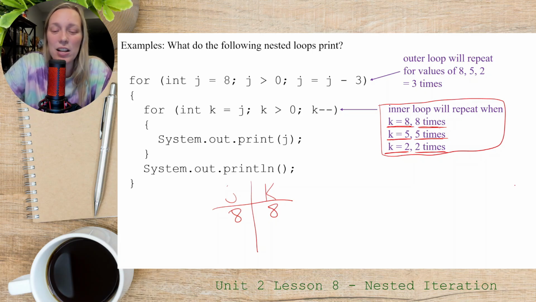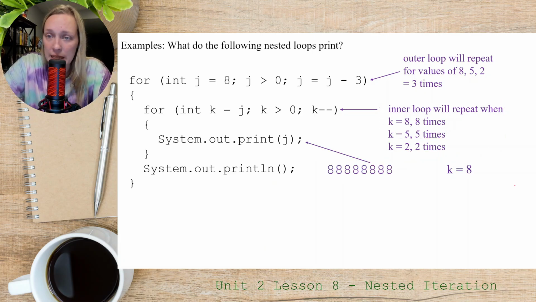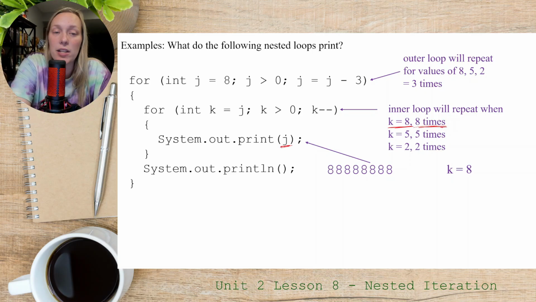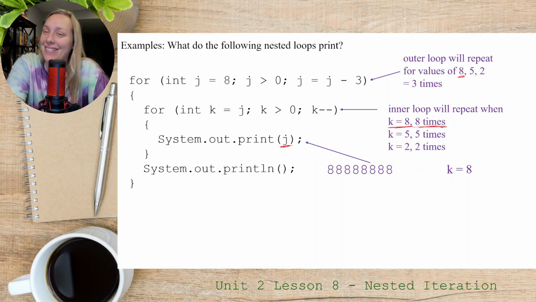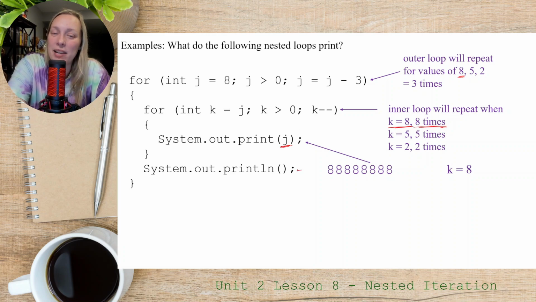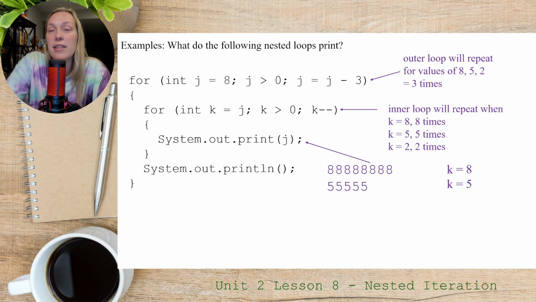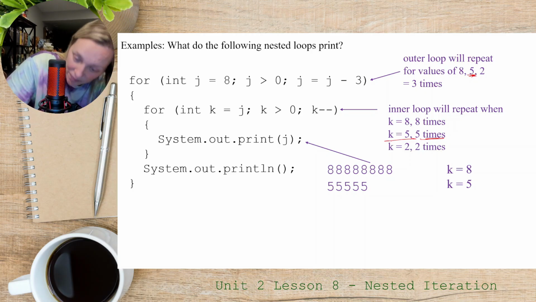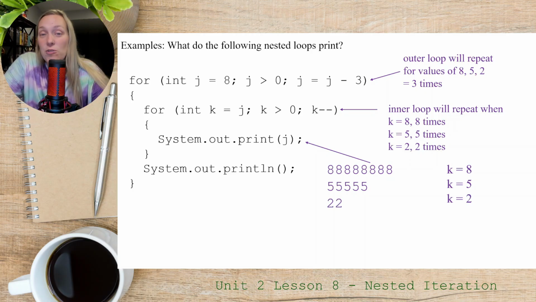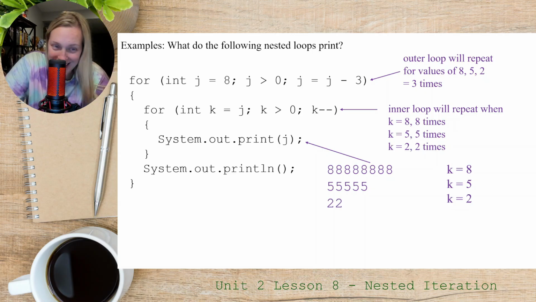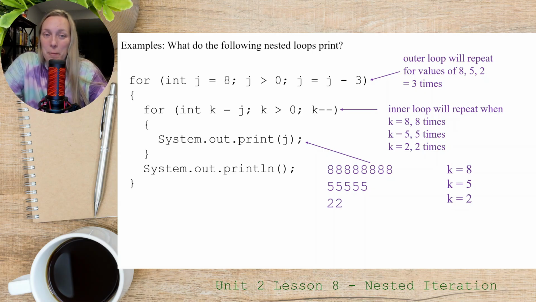Do the trace. So what's going to happen here, since I know when K is 8, I repeat 8 times, and that's because J is going to be 8. So I print 8 8s. And then I print a new line right here. And then when K is 5, I repeat 5 times, and J is 5 at that point, so I do 5 5s. And then when K is 2, I do 2 2s. And that's going to be my nested loop.